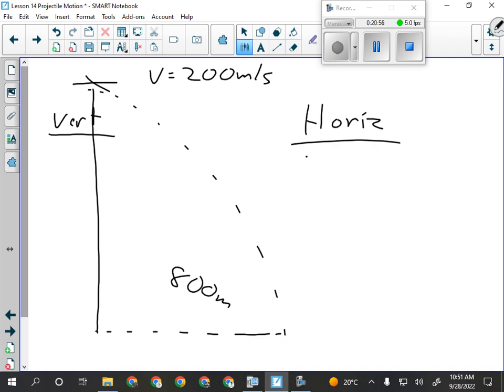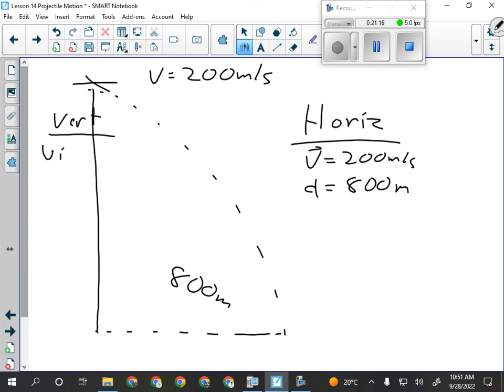Okay, so horizontally, I know that the velocity is 200 meters per second, and I know the distance is 800 meters. Okay, I guess that'll work. So what do I know vertically?